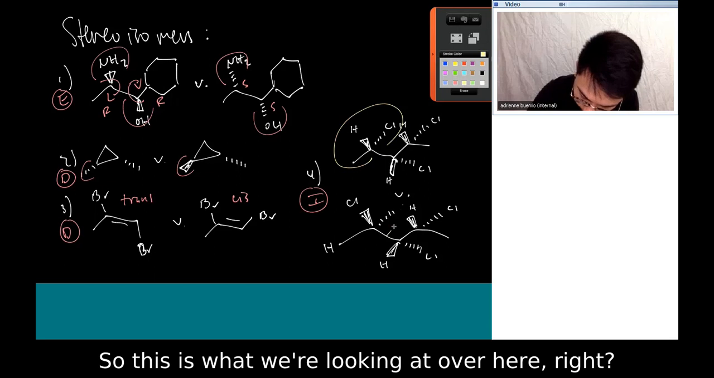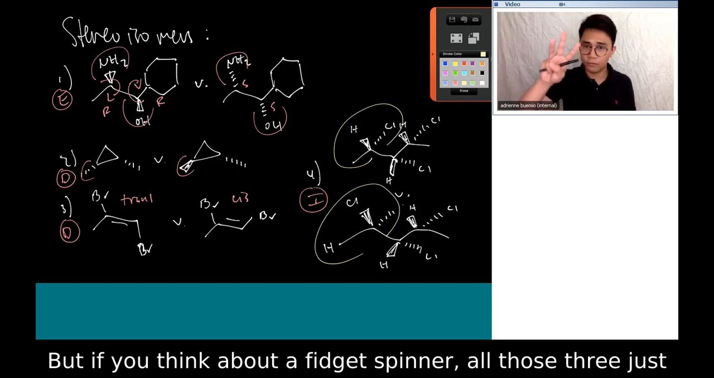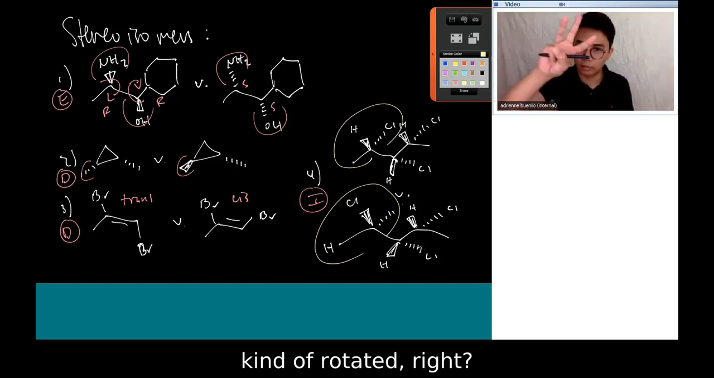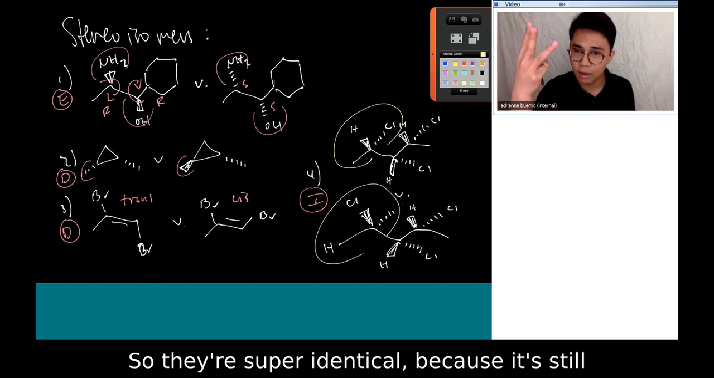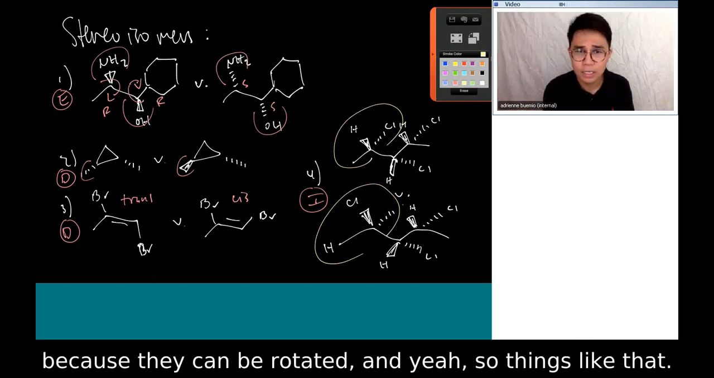And you kind of see that they just switch spots. But if you think about it, fidget spinner, right? All those three just kind of rotated, right? So they're super identical because they just rotated, and they're not mirror images at all because they can be rotated, and yeah, things like that.